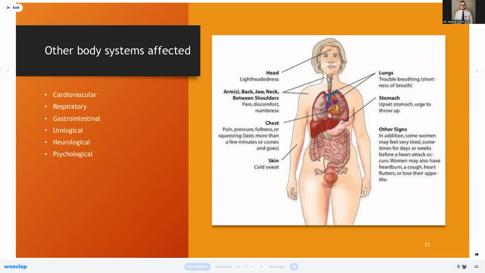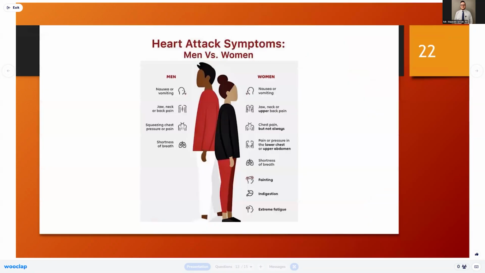Sometimes with women too: heartburn, cough, palpitations, anorexia. So there is some difference between men and women. Typically, men are much more traditional. They may have nausea and vomiting, but the men are much more traditional: chest pain that radiates to the jaw, neck, or shoulder, arm, shortness of breath. Women will have all those too, but potential for more of the fainting, dizziness, syncope, indigestion, extreme fatigue, anorexia, those kind of symptoms.